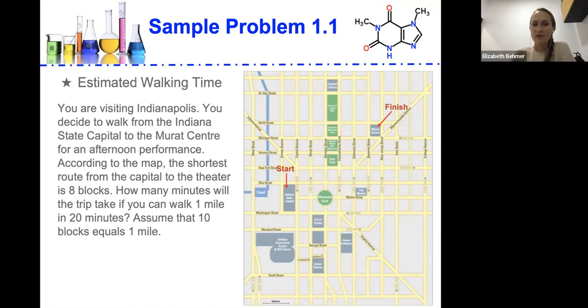The shortest route from the Capitol to the theater is 8 blocks. And it's asking how many minutes the trip will take if you can walk 1 mile in 20 minutes. And you assume that 10 blocks is equal to 1 mile. So they give you a lot of information here. We can determine what is known. We're looking to walk 8 blocks from the Capitol to the theater. And we can walk 1 mile in 20 minutes. And 10 blocks equals a mile. So let's set up our problem here.